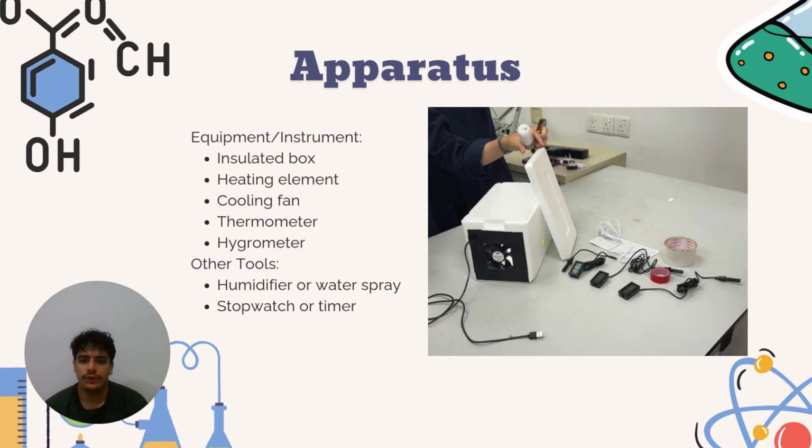Okay, so for the apparatus, we've used these instruments, like you can see in the picture, the insulated box and the heating element, which is the white thing there, and also the cooling fan, which is attached to the insulated box here, and the hygrometer, which is also inside the thermometer as well. This black square thing is a thermometer and the hygrometer as well. And then for other tools we used a humidifier or water spray, and we used a stopwatch where we used our phones as stopwatches.